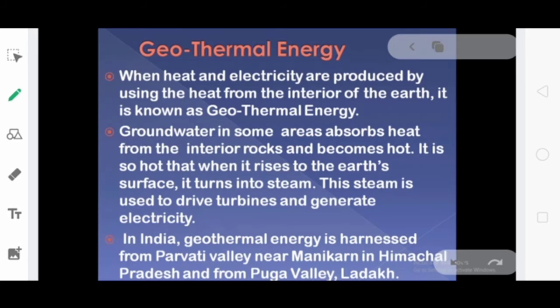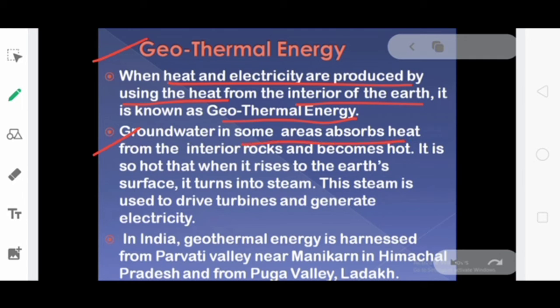Next is geothermal energy. When heat and electricity are produced by using the heat from the interior of the earth, it is known as geothermal energy.